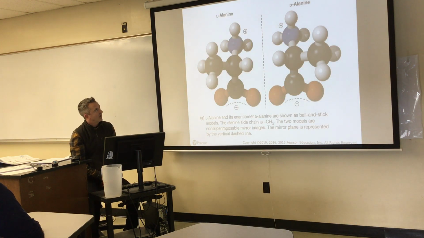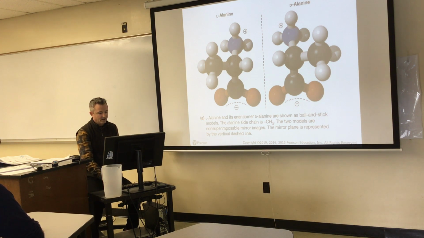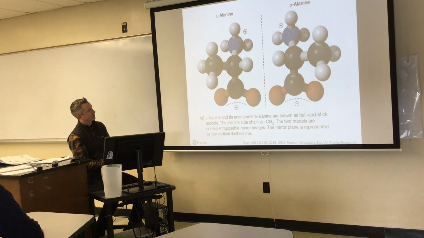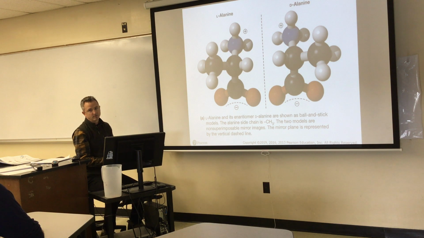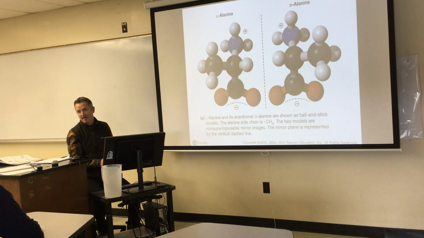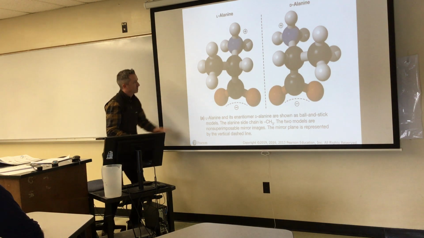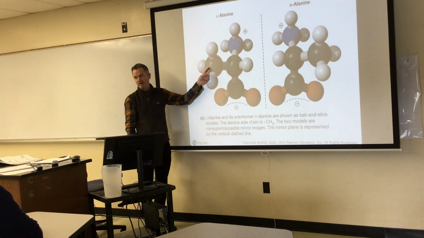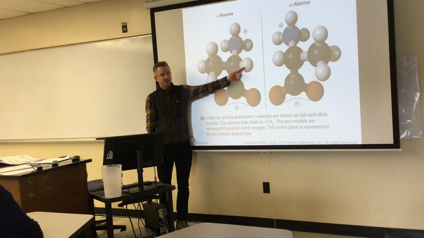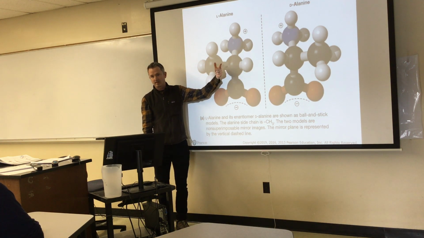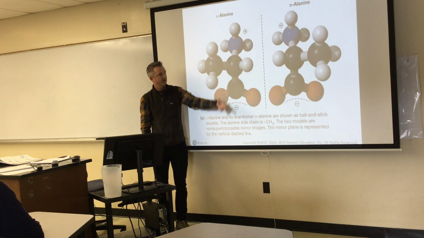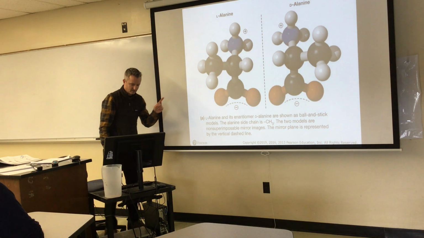On the left is L-alanine and on the right is D-alanine. And if you look at the hydrogens and the methyl group for alanine, because the methyl group is the side chain for alanine. Okay, the methyl group is here. It's in the front, and the hydrogen is here, and it's in the front. Okay, so everybody see that? All right. So L and D.